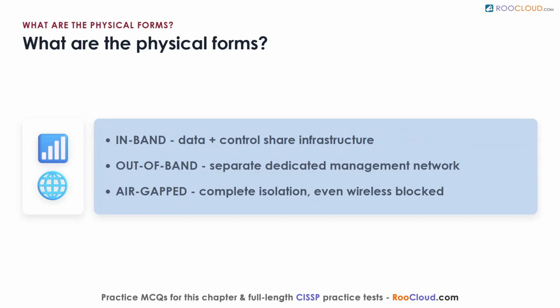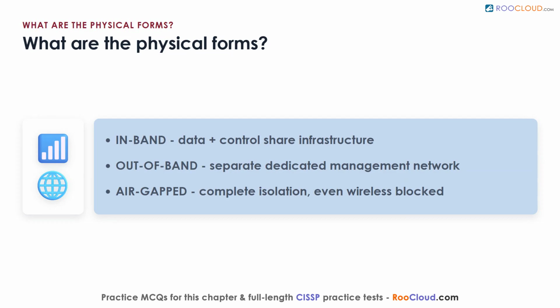What are the physical forms of segmentation? They range from sharing a path to complete isolation. In-band segmentation runs both data and control traffic over the same infrastructure, so it often overlaps with logical division. Out-of-band segmentation splits management and control traffic onto a separate, dedicated network, keeping it away from production traffic that it might disturb or that might expose it.